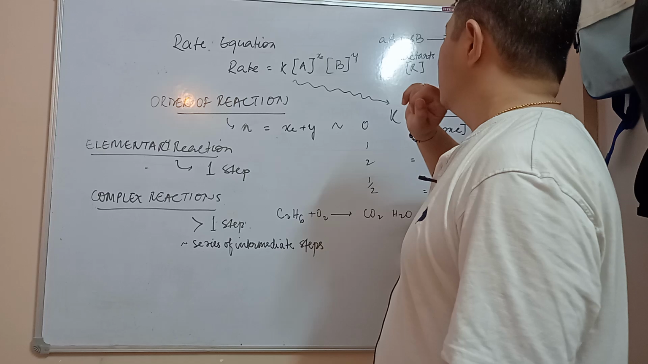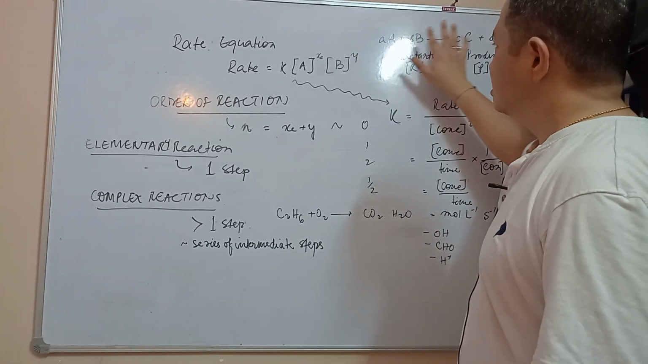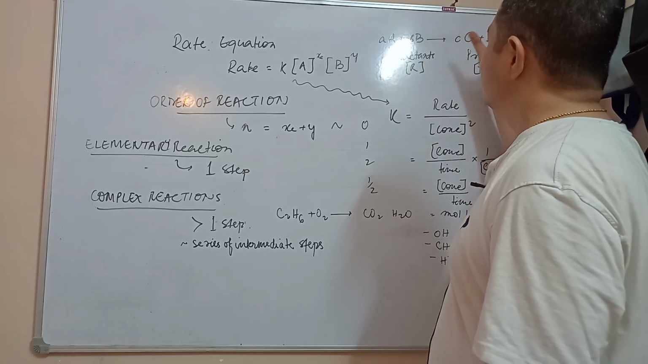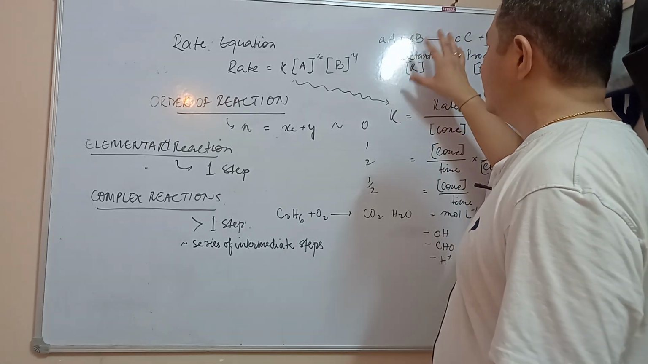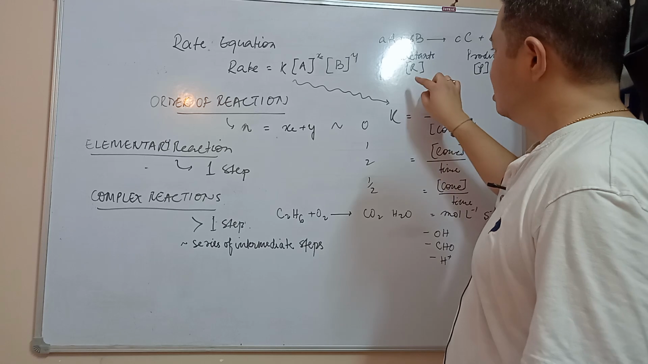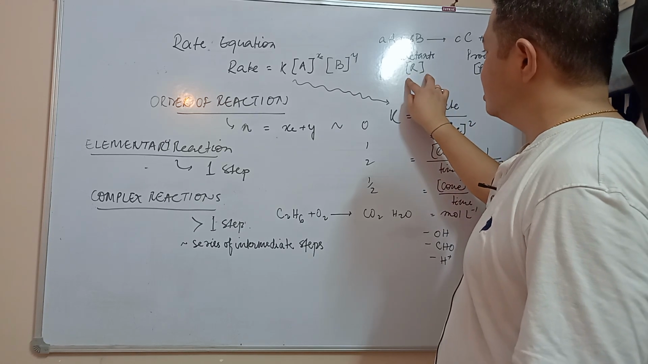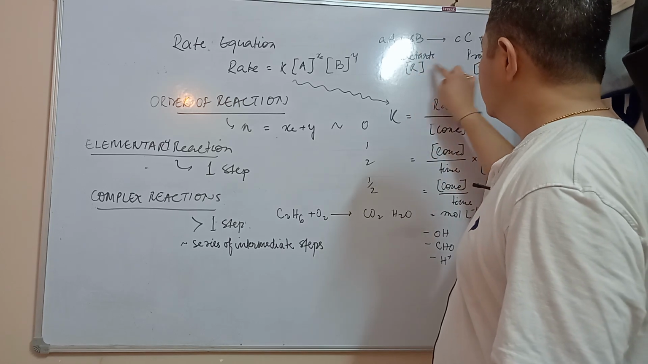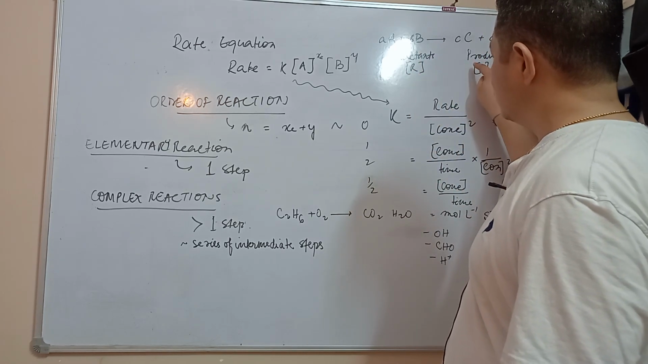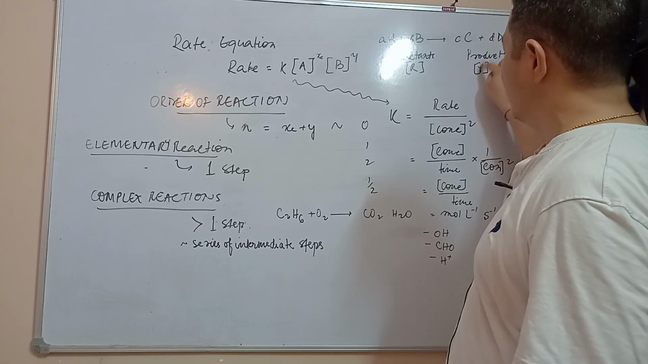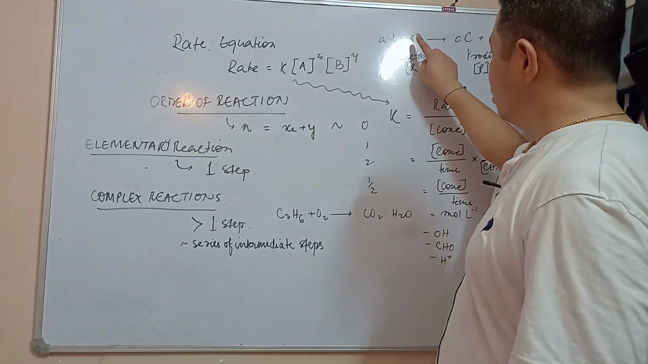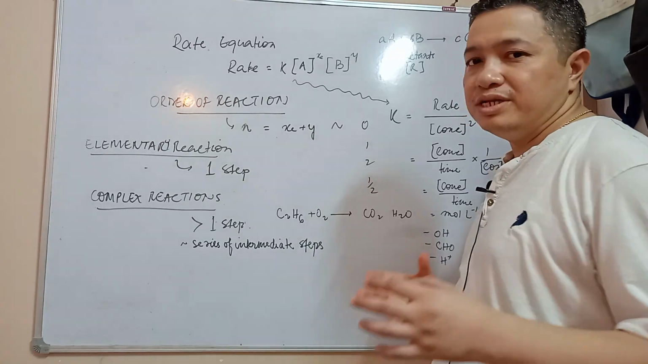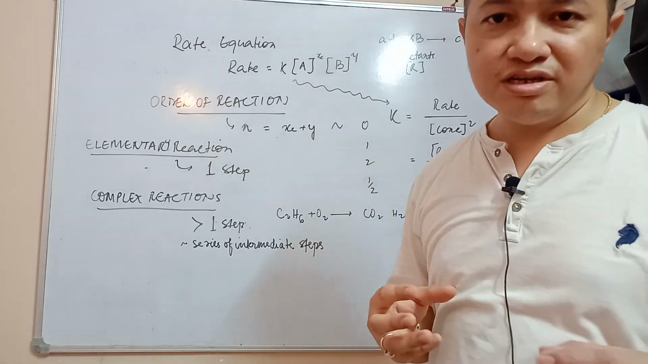So this is a general reaction in which there are two reactants and two products are formed. A and B are the reactants, C and D are the products. This square bracket represents the concentration of the reactant. It may be A, it may be B. Similarly, this represents the concentration of the product. It may be C or D. The small a, small b, small c, small d, these are what? These are stoichiometric coefficients.